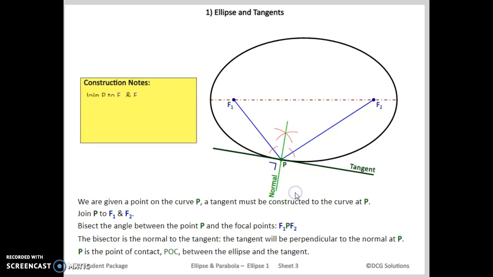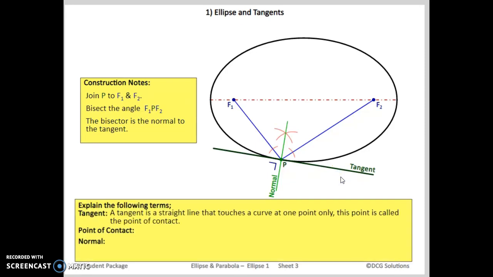Now, construction notes, make sure you fill these in. Join P to F1 and F2. Bisect the angle F1, P, F2. The bisector is the normal of the tangent, so that's the normal of the tangent, and there's our tangent.